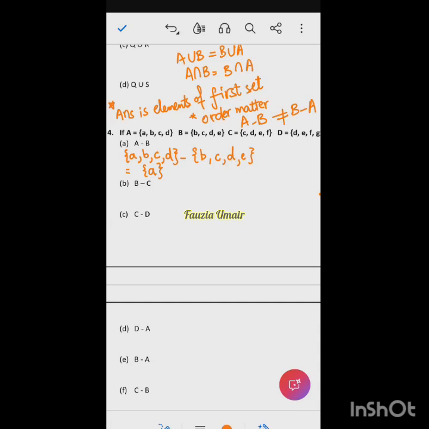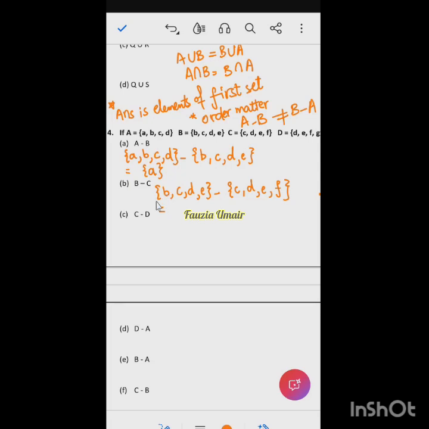Now who can tell me the answer of the next part? The next part is B minus C. So set B is B, C, D, E. And set C, which we are subtracting, is C, D, E, F. So what will be the answer?